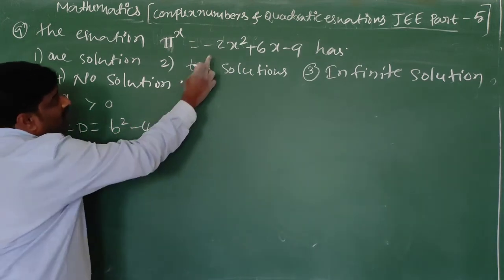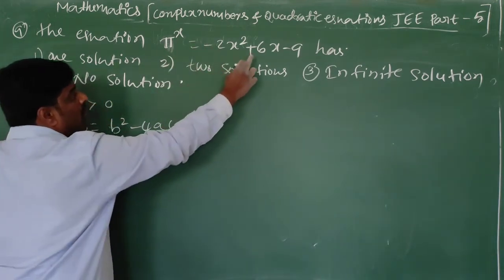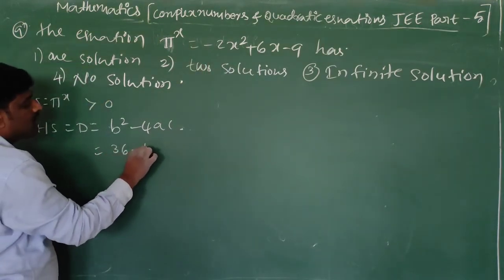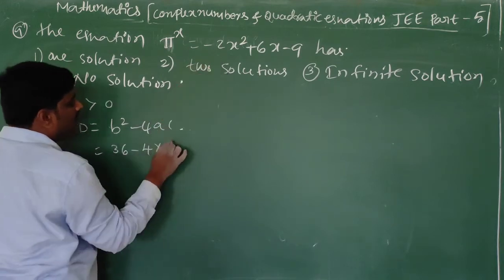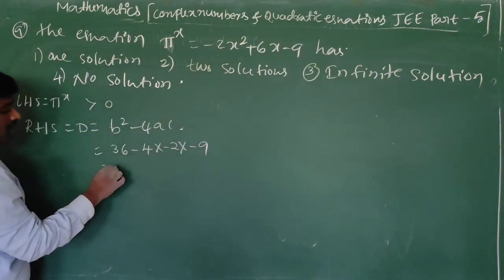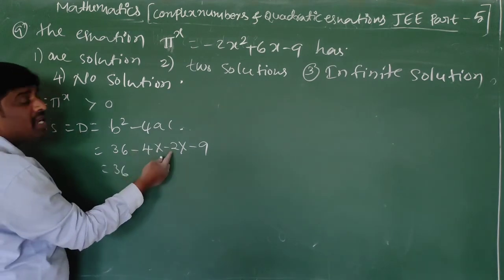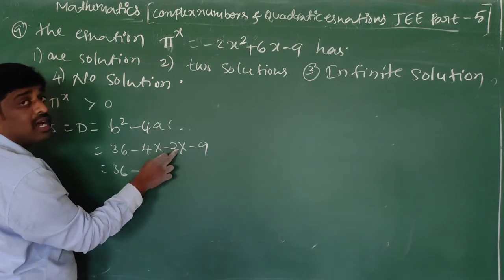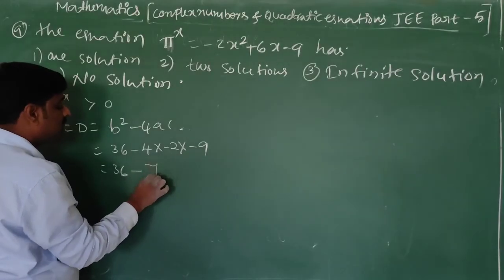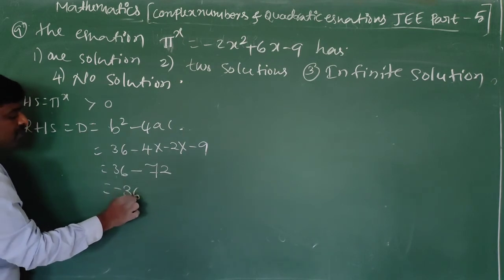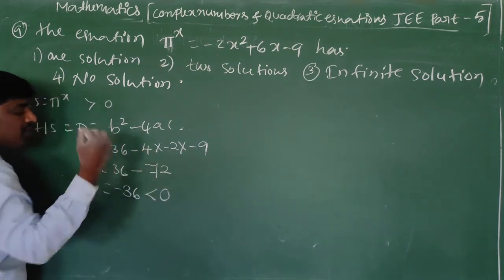So what is the a value here? Minus 2. What is the b value? 6. 6 square means 36. Minus 4 into a value, which is minus 2, into c value, which is minus 9. 36, minus into minus is plus, so plus 4 2s are 8, 8 9s are 72. 36 minus 72 means minus 36. This is what? Less than 0.